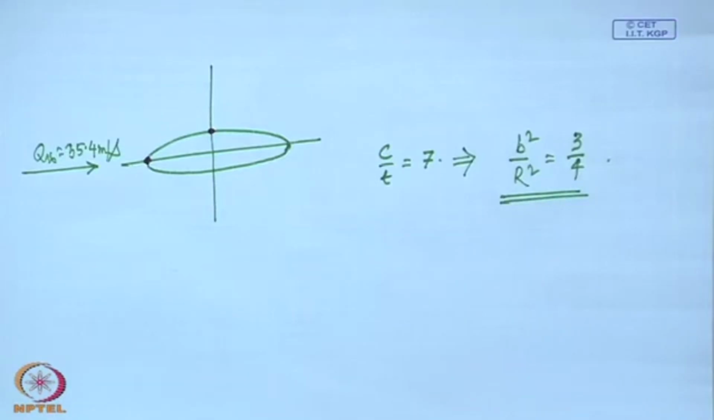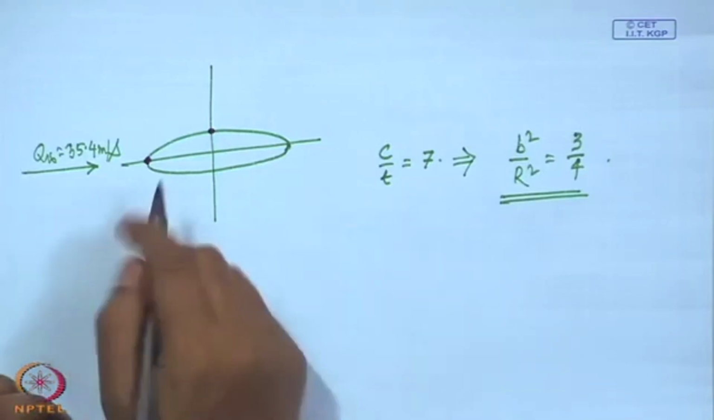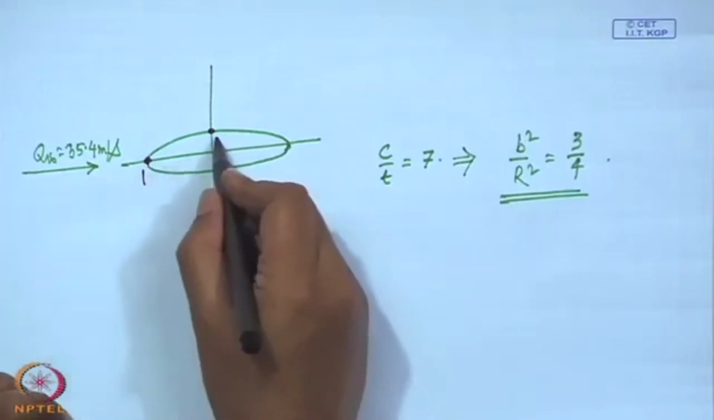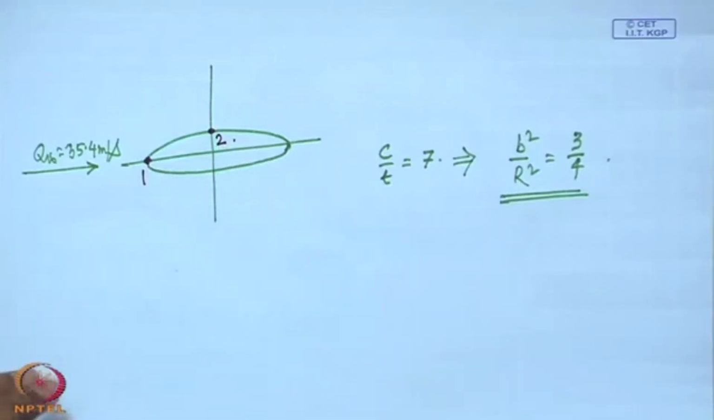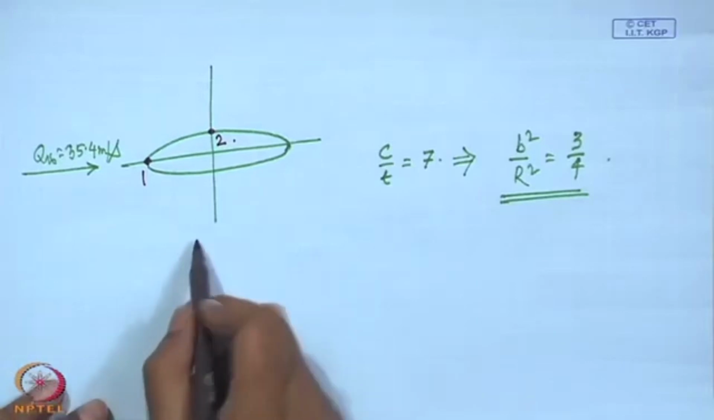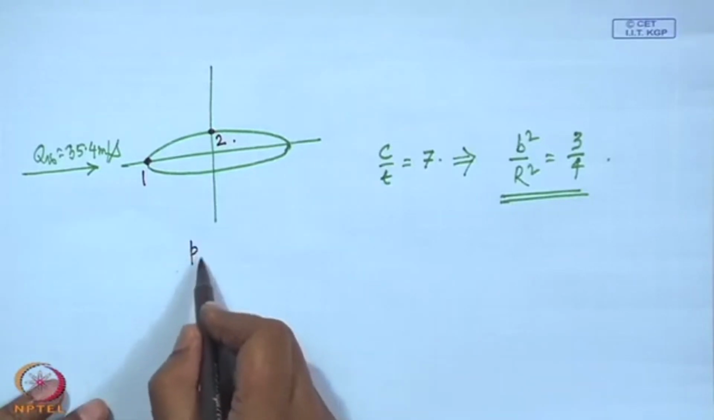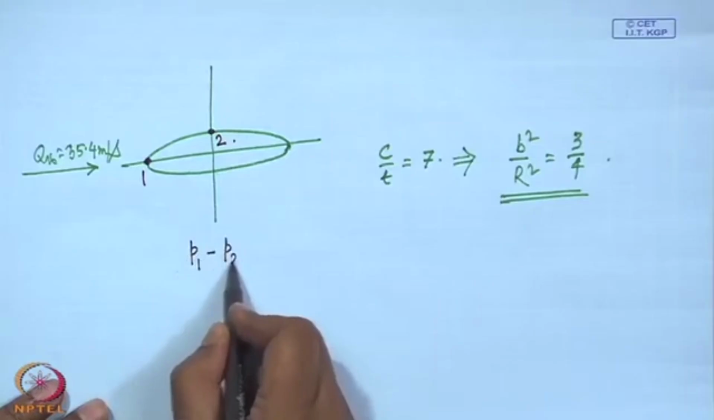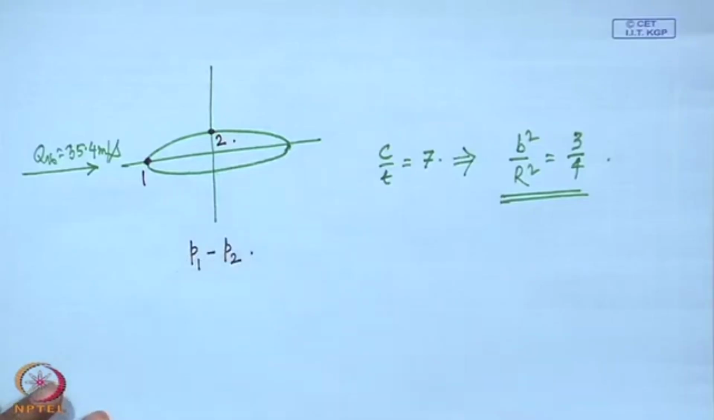Now, let us see what we have to find first before trying to do it. Let us designate these 2 points as 1 and 2. What we want is the difference between pressure at 1 and 2, P 1 minus P 2. Now, this is an inviscid irrotational flow, ideal flow. So, the Bernoulli's equation applies everywhere.